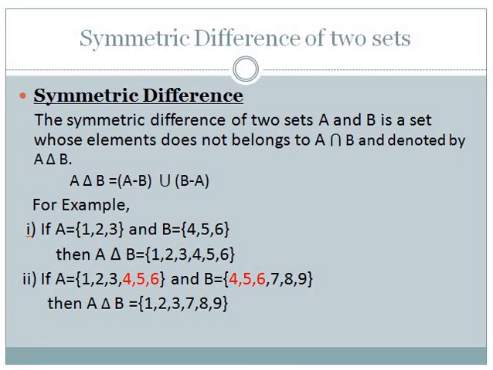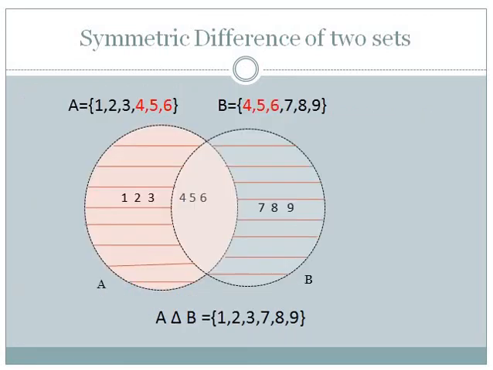So how do we represent the symmetric difference in a Venn diagram? Similarly, we draw a circle for set A and another circle for set B. A minus B is represented by only the members 1, 2, 3 and B minus A by only the members 7, 8, 9. So this shaded portion represents the symmetric difference of sets A and B.